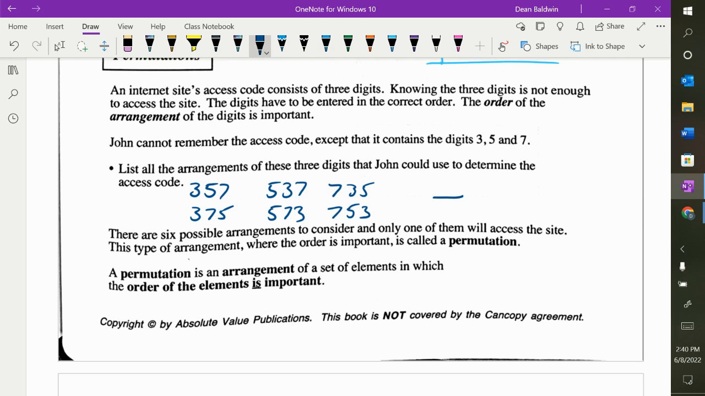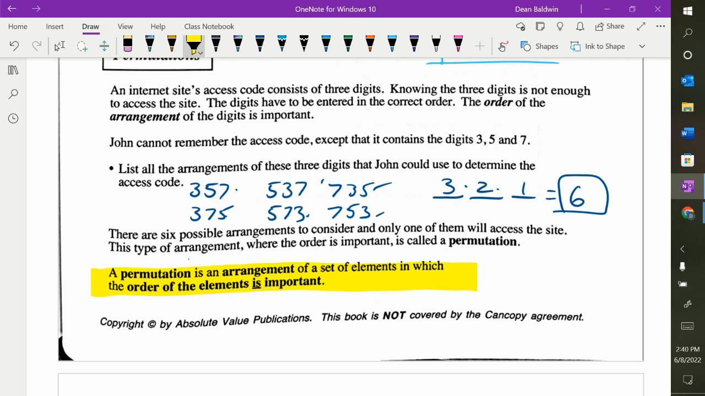Yesterday we would have done this. There's 3 choices for the first spot, 2 choices for the second spot, and 1 choice for the last spot, which matches the number there. This is called a permutation. Why is it called a permutation? Because the order matters. This is very important. The order matters because once I put a number in the first spot, I cannot reuse it. So when it's a permutation, you're not repeating anything.